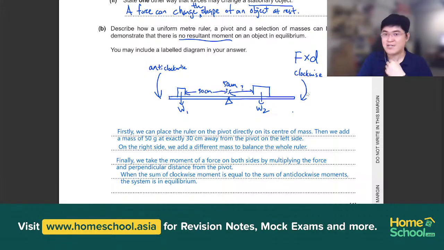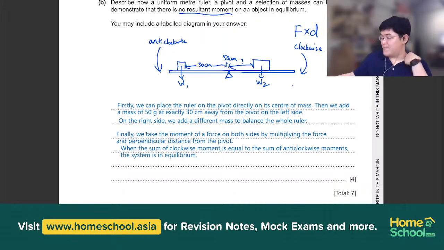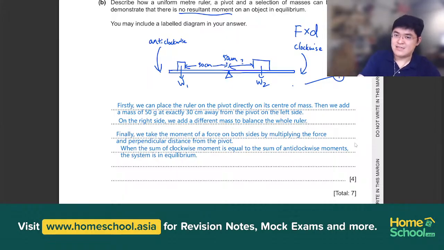And that's how you solve this question. This is a bit more convoluted and a bit more difficult to write. But if you draw this diagram and you mention that the meter rule is sitting on the pivot right in the center, this gives you your first mark. Your second mark is given if you mention that you add mass on one side and then add another mass on the other side to balance the ruler.